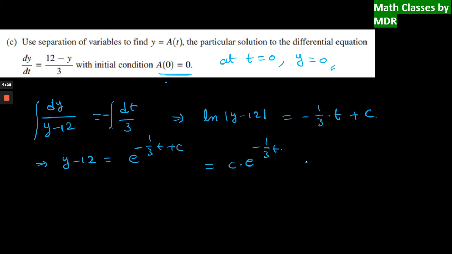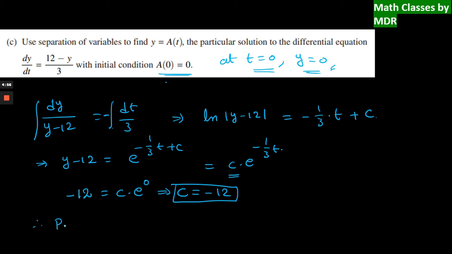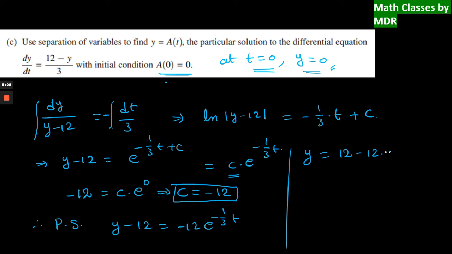So now we can determine the value of c by using the initial condition given here. What is the initial condition? At time t is equal to 0, y is 0. By using that, we have minus 12 is equal to c into e power 0, so c is equal to minus 12. Therefore, the particular solution to the differential equation is y minus 12 is equal to minus 12 e power minus 1 by 3 t. You can make y the subject, so that y is equal to 12 minus 12 into e power minus t by 3. That is the answer for part C.